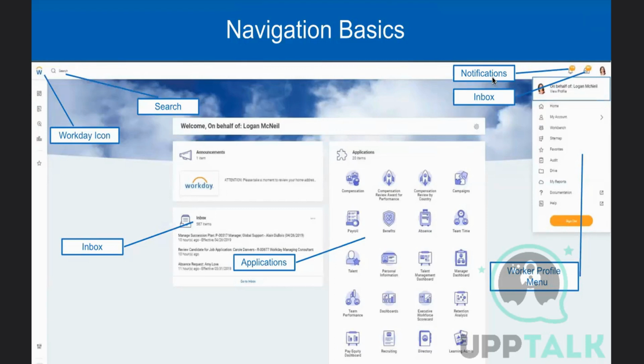Sometimes, let's say you apply for a time off, all right, that request goes to your manager for approval. Now, as and when the manager approves it, you get a notification that your time off request has been approved.